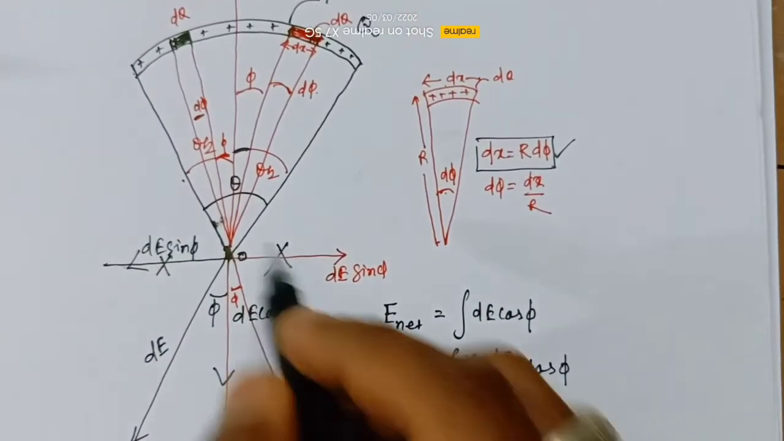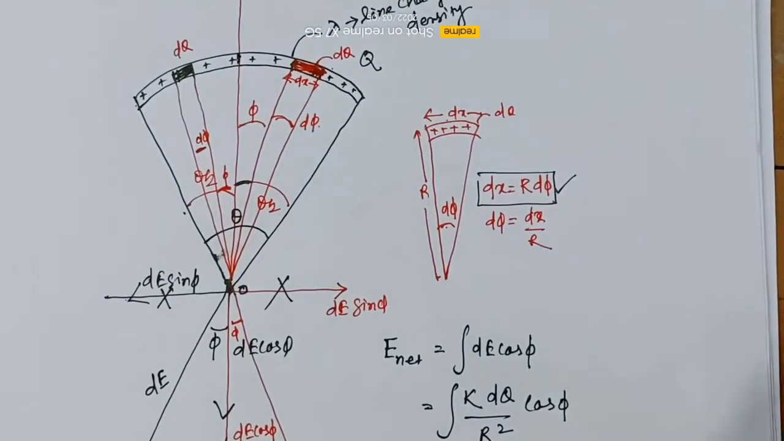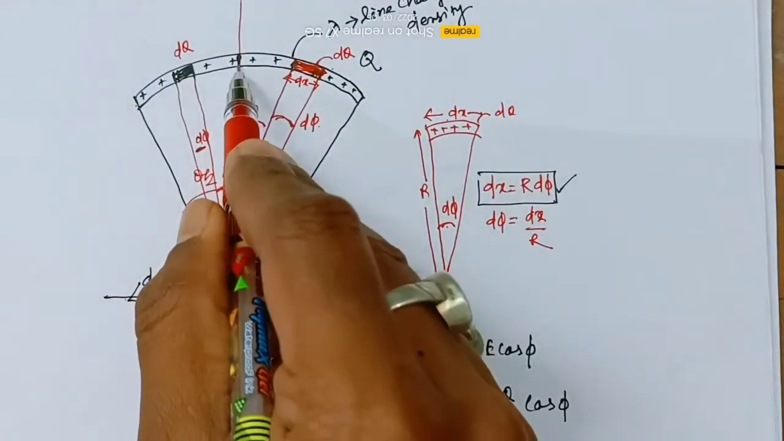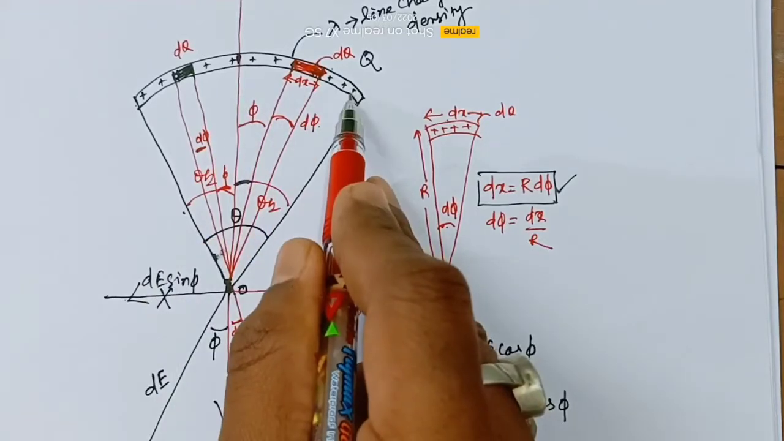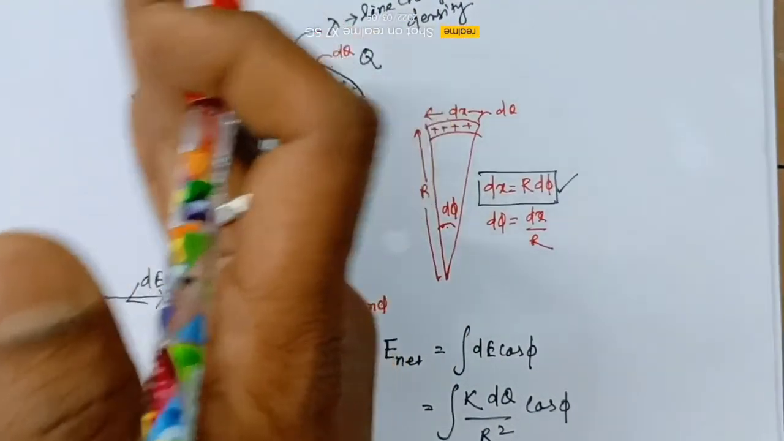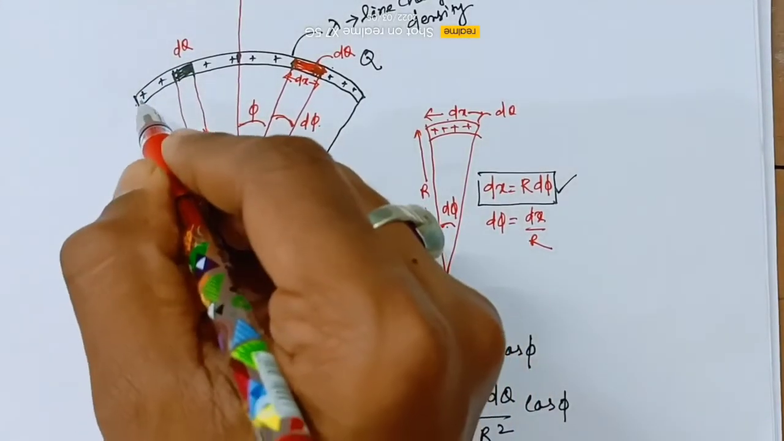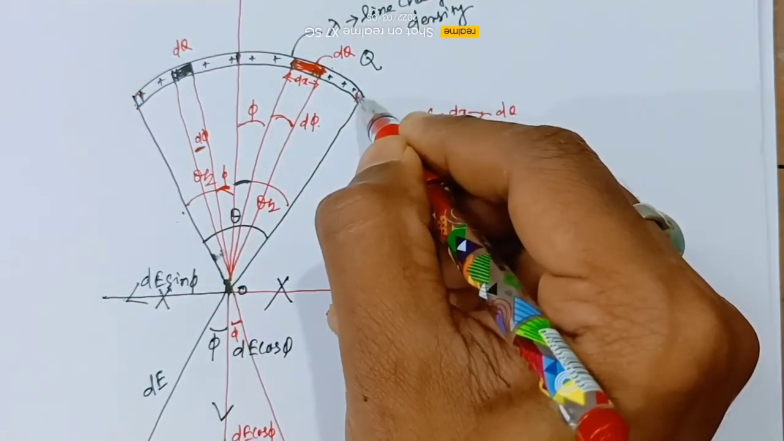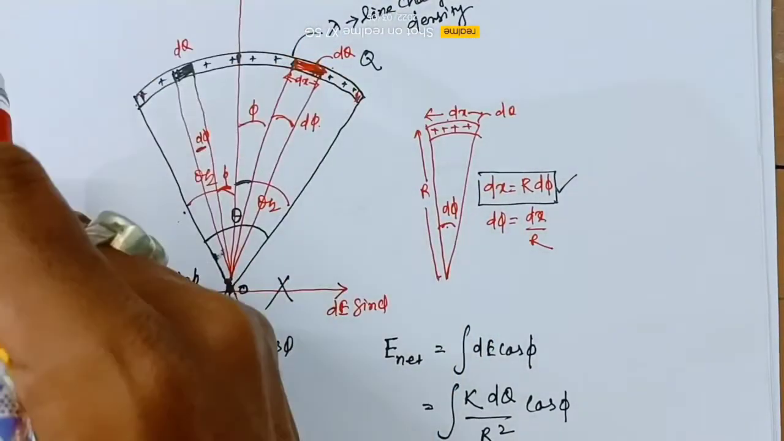Look here. If I consider my element here, the angle phi is 0. The minimum is 0. The maximum it can go from here to here, so 0 to theta by 2. I can go maximum here, and 0 to here is minus theta by 2. If I consider my element here, this is minus theta by 2. If I consider my element here, this is plus theta by 2. So 0 to plus theta by 2, 0 to minus theta by 2.